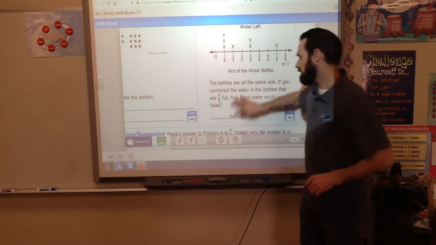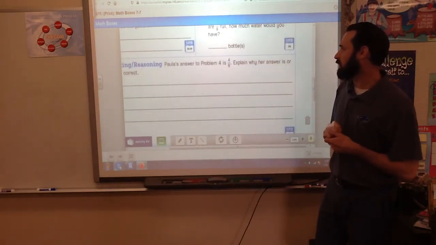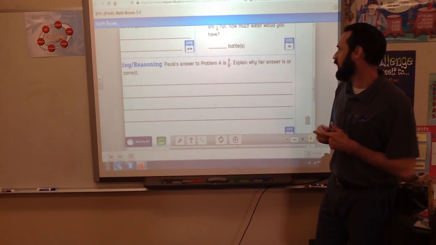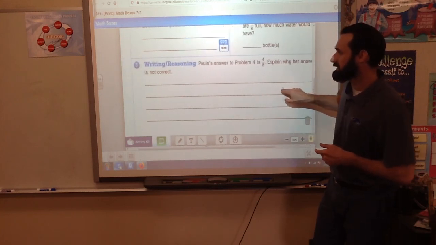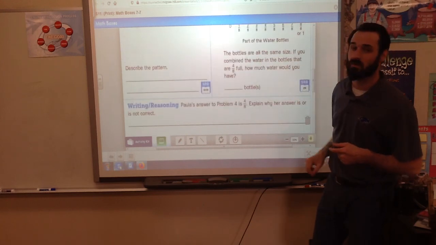And number 5, Paula's answer to problem 4 is 4/8. Explain why her answer is not correct. So if you get 4/8 for problem 4, it's not correct.